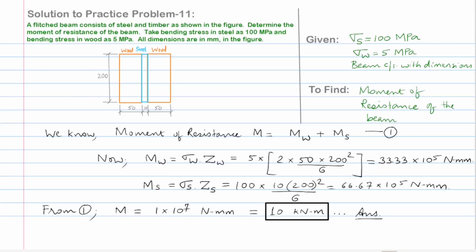The solution to practice problem 11 is provided here for reference. The unknown moment of resistance is given by the summation of the moments of resistance for wood and steel, and is calculated as 10 in kilonewton meter units.